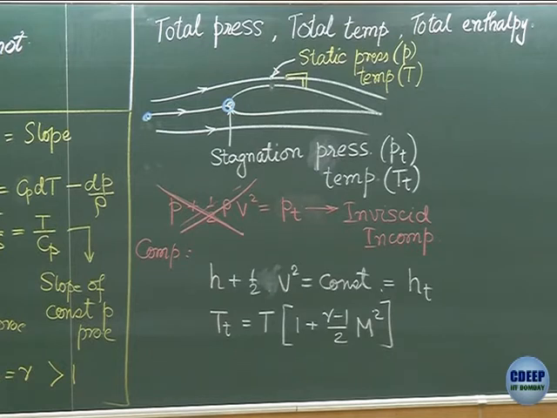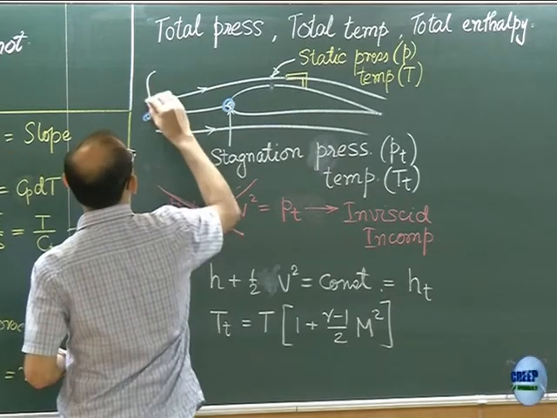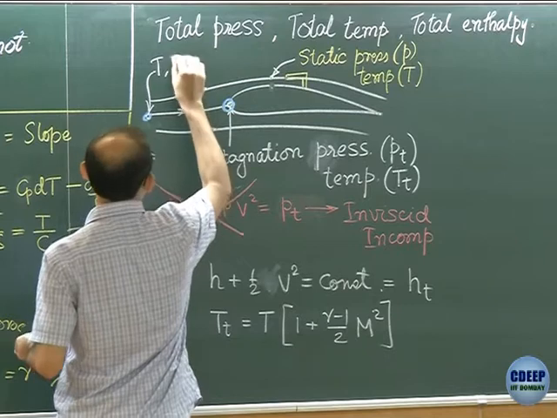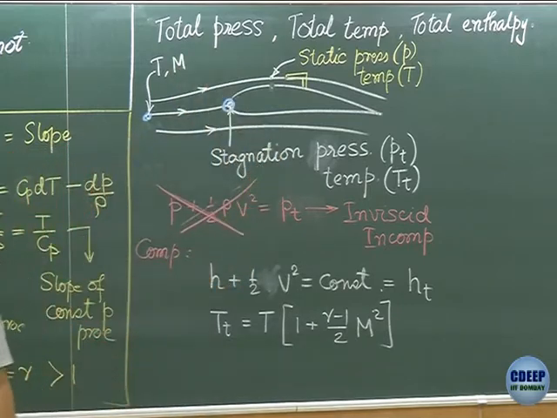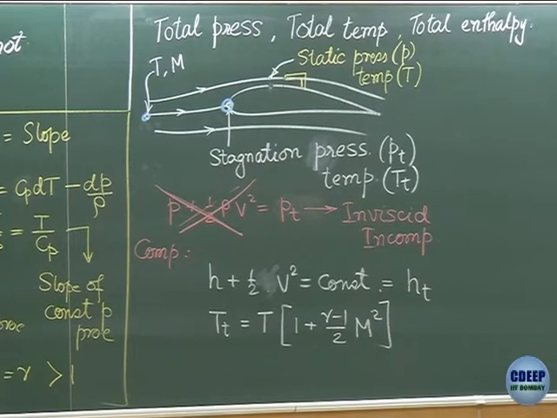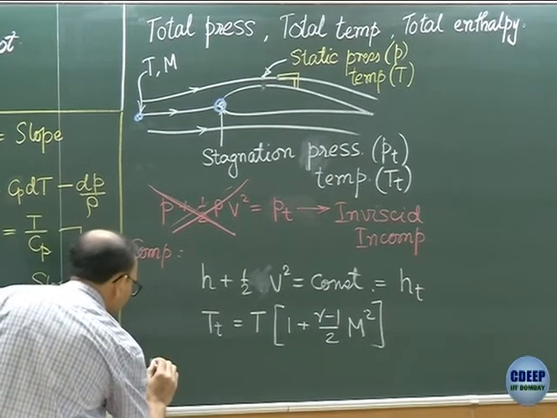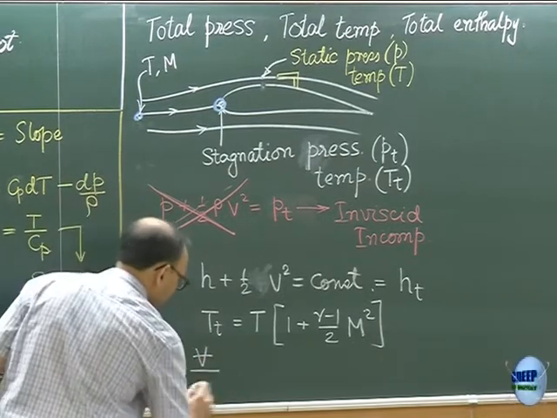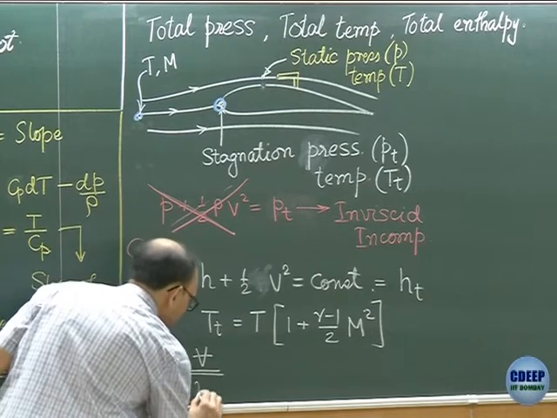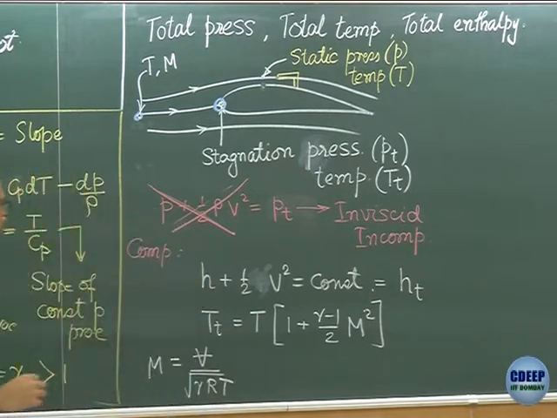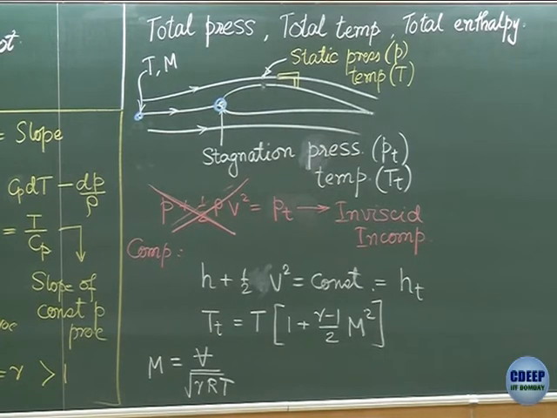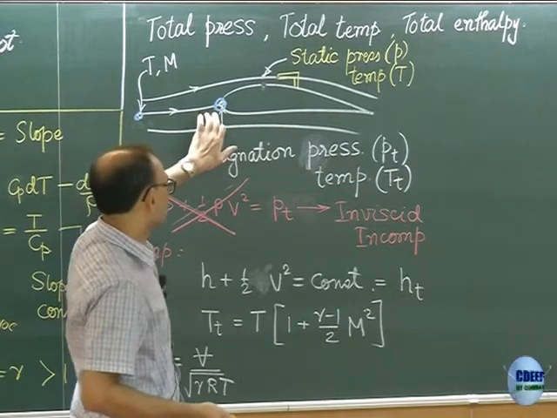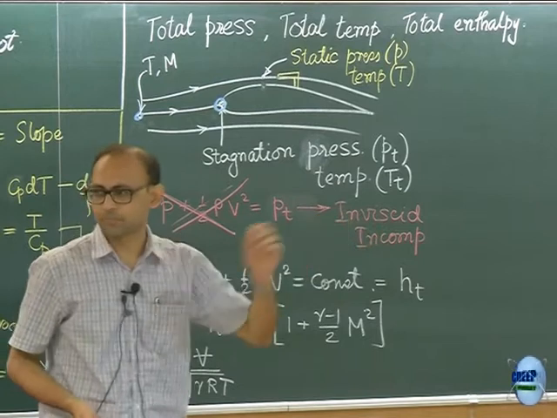Given the Mach number, given a flow at any point, let's say at this point we have T and M, where M is the Mach number, which is velocity divided by speed of sound. Speed of sound, let me put that for record: M equals velocity V divided by speed of sound, which is the square root of gamma R T. So if you know the velocity and temperature, then you can calculate Mach number. Once you have that, you can calculate the total temperature, which is nothing but the stagnation temperature.